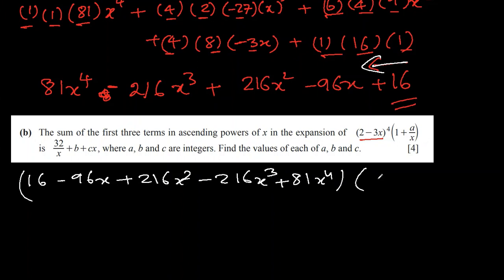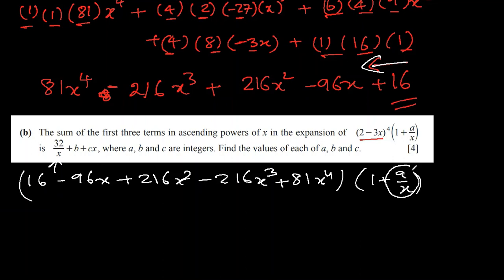Multiplied by 1 plus a over x. Alright, these are the first three terms. So let's see which one will give us this first one, which is 32 over x. We want a denominator x. Will this give us denominator x? Any one of them? No.